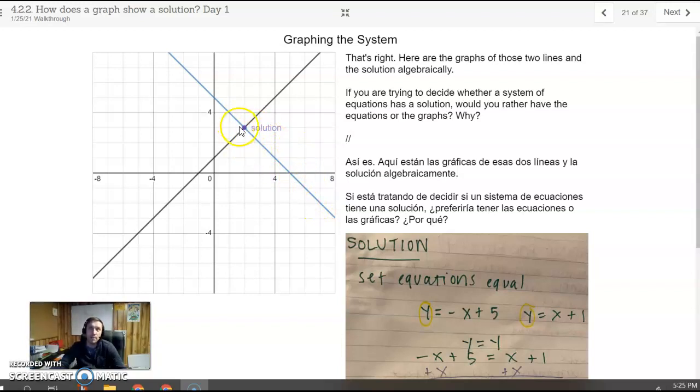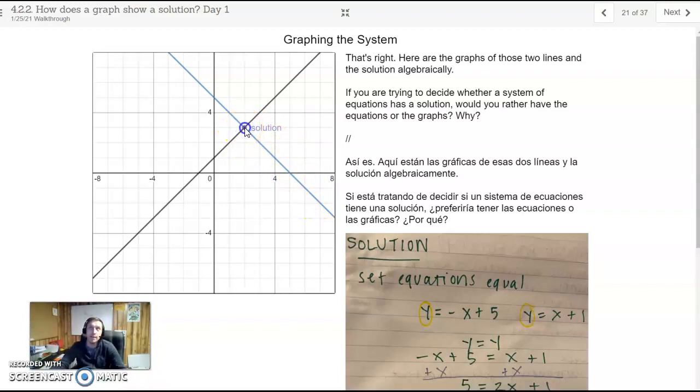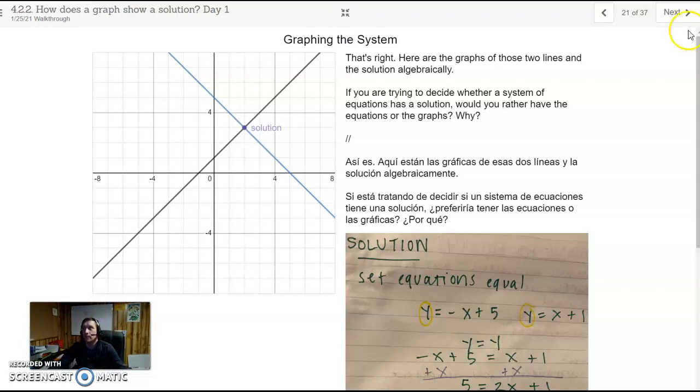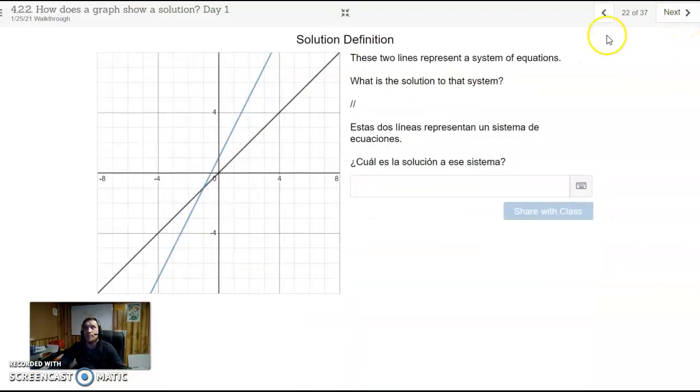So if you graph them, you could also see that that point right there, (2, 3), is the solution. Again, the solution is where the lines intersect. And so if you move a couple of these forward, you can see here's another solution. It's where they intersect at (-1, -1).